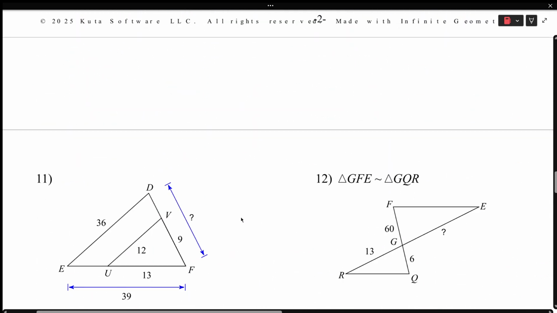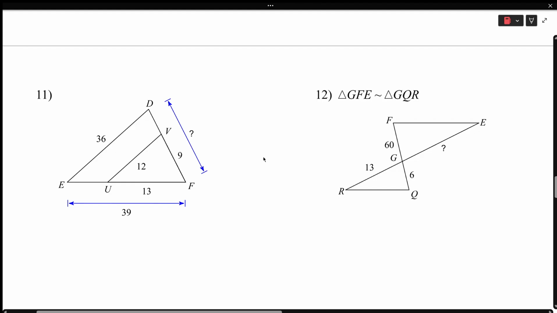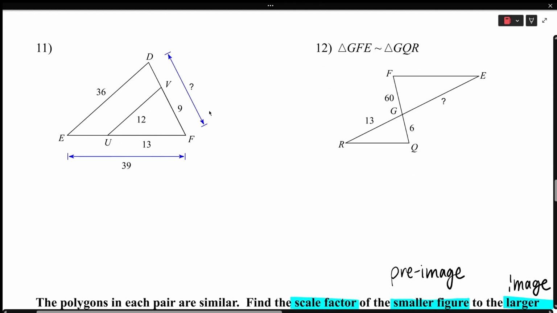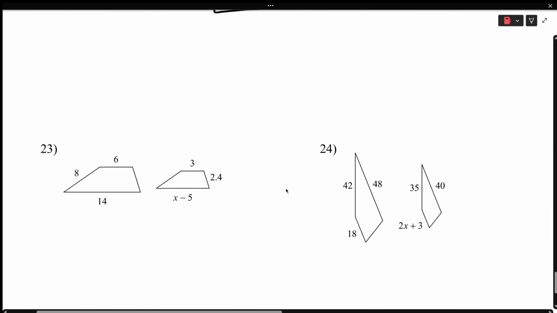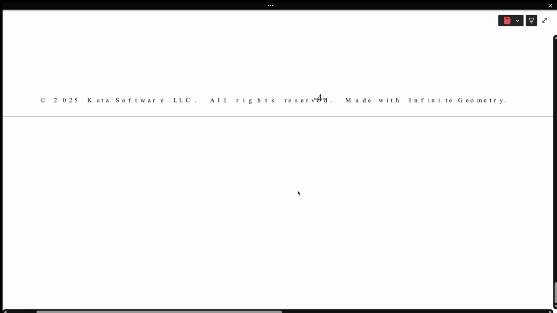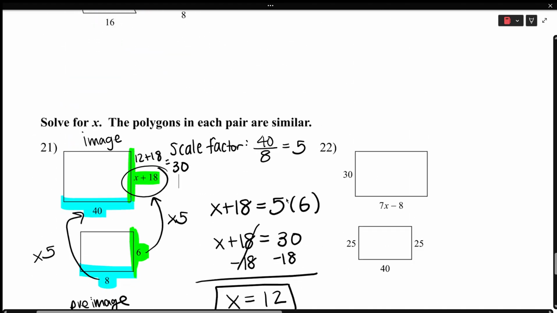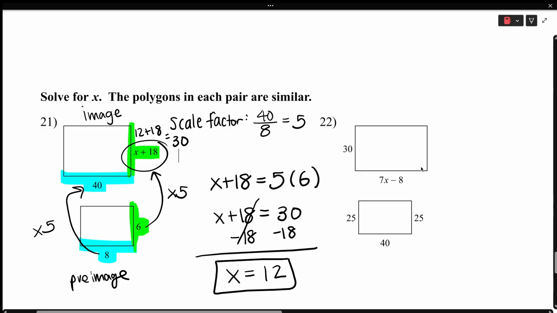Do I want to go back and do this one? Nah, I'm tired. I'm going to do these other ones. You guys can figure it out. If you really need help on those, come to nutrition lunch.